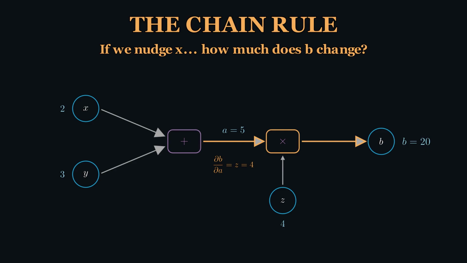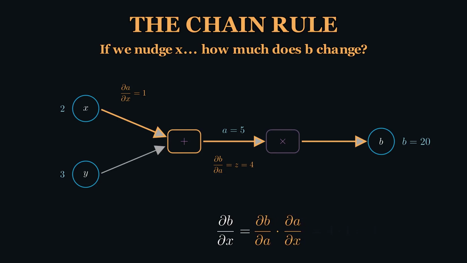Start at the multiplication node. b = a times z. If a increases by 1, b increases by z, which is 4. We write this as ∂b/∂a = 4. Now look at the addition node. a = x + y. If x increases by 1, a increases by exactly 1. So ∂a/∂x = 1.